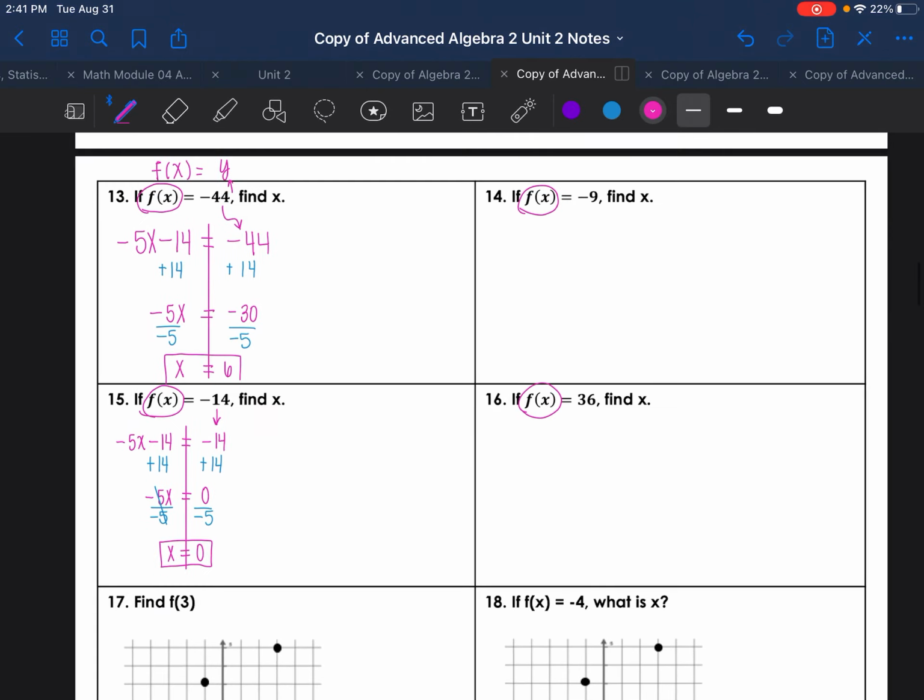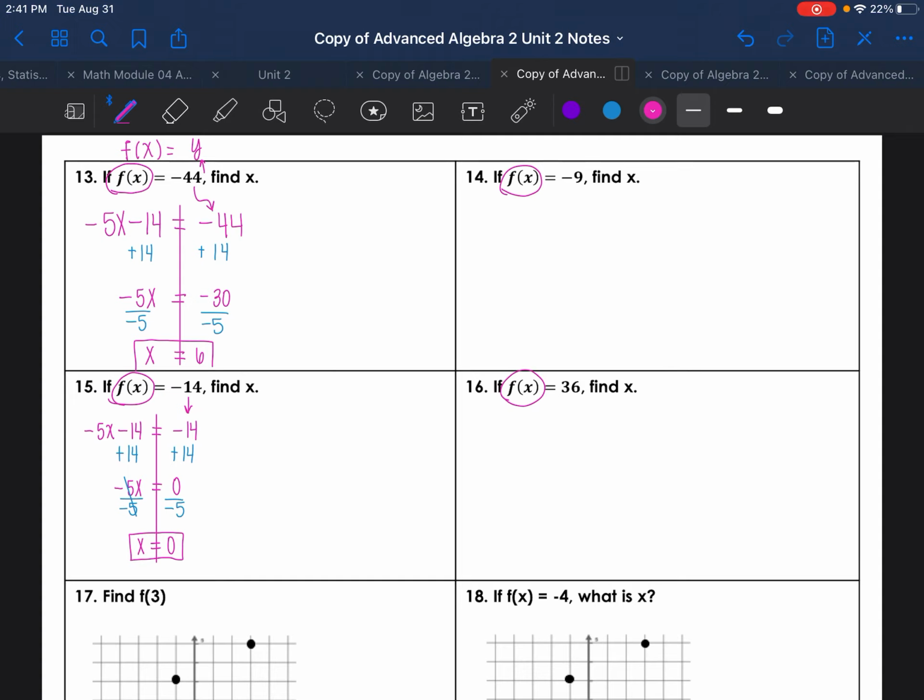I want you to pause the video and try 14 and 16. You set them up the same way we did 13 and 15. All right, when we solve 14, you should get x equals negative 1, and 16, x equals negative 10, I believe. If you don't know how to get those, make sure you mark that down and email me, and I can help you.